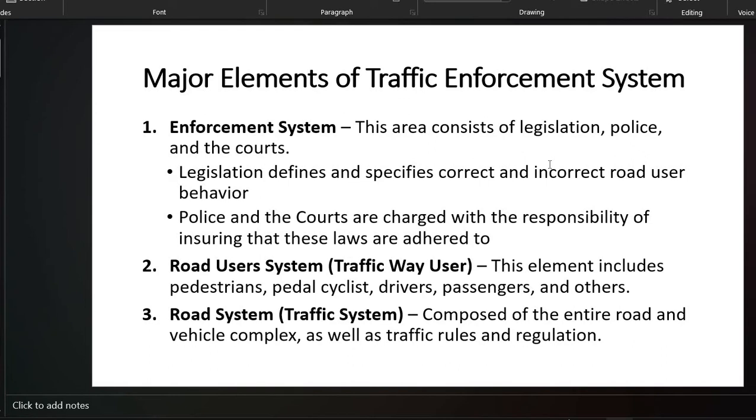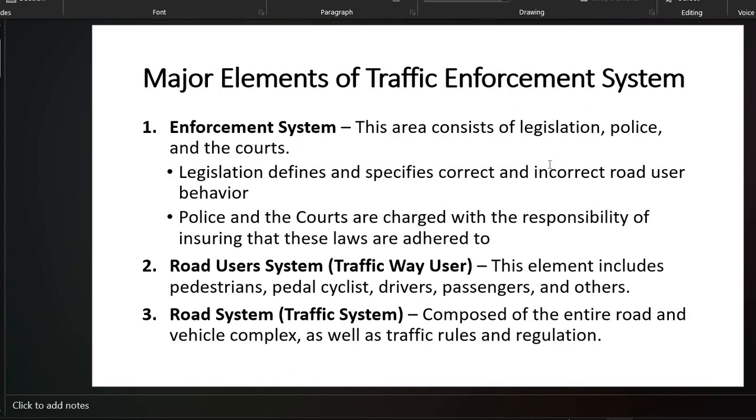Number 1, enforcement system. This area consists of legislation, police, and the court. So pag sinabi natin enforcement, malamang nagpapatupad. Legislation defines this, specifies, and corrects the incorrect road users' behavior. So dito, pinaparusahan yung mga gumagamit ng kalsada ng hindi pinag-iisipan yung kanilang behavior or di kaya yung mga kaskasero, mga hindi iniisip na priority dapat ang safety ng nakakarami. Police and courts are charged with the responsibility of ensuring that these laws are adhered to.